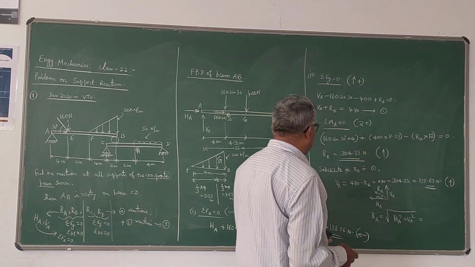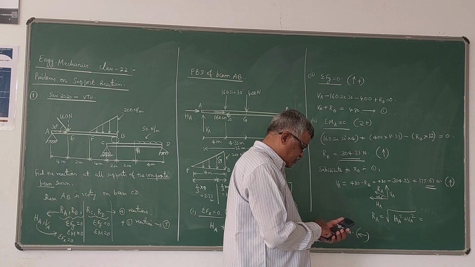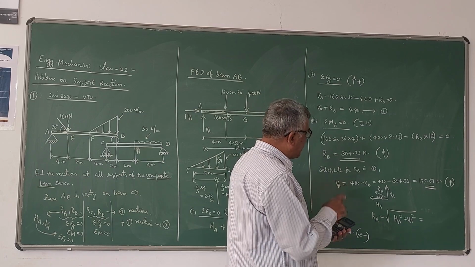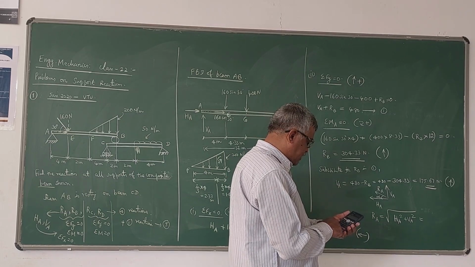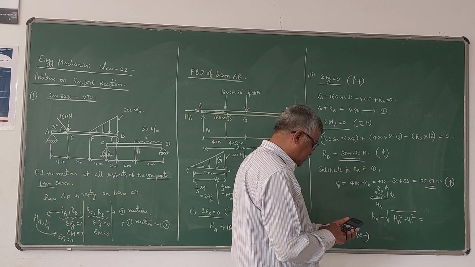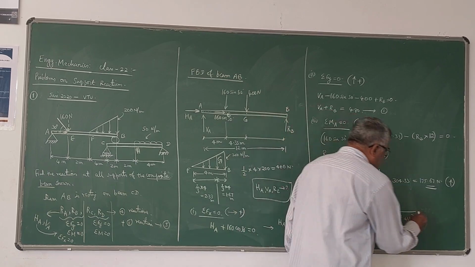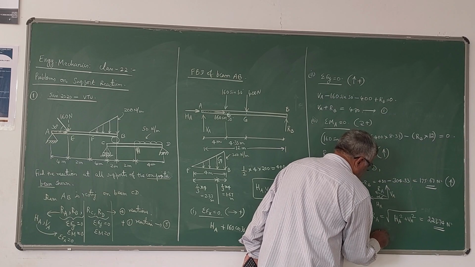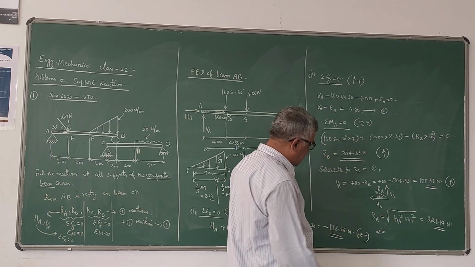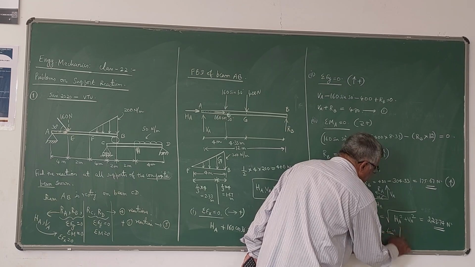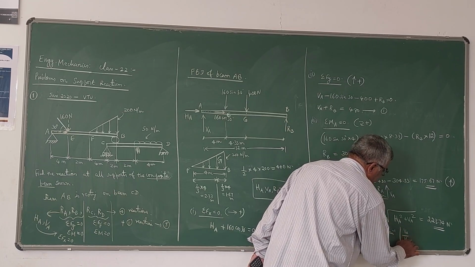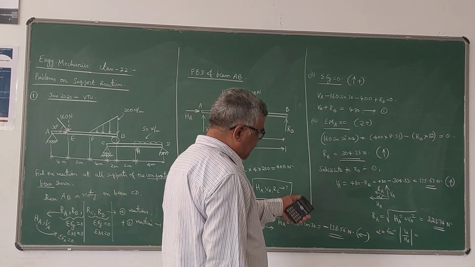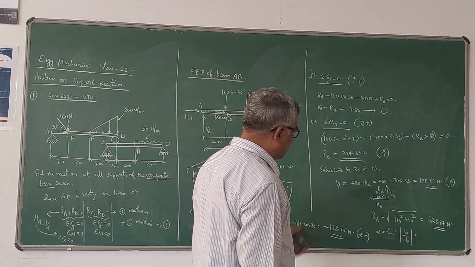Which is nothing but HA is 138.56, 138.56 square plus VA is 175.67 square, under root. So this value will be 223.74 Newton, and the angle alpha made by the resultant reaction RA with horizontal is tan inverse of modulus VA by HA. This is similar to finding the magnitude and direction of the resultant in the case of concurrent or non-concurrent forces. This is the resultant reaction, that's all.